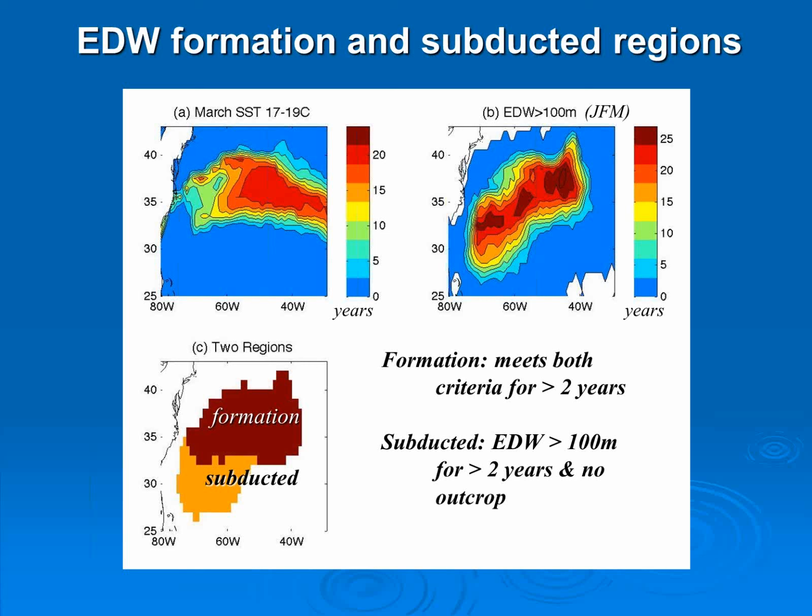So here we separated the EDW into two regions because it's likely to have different controlling processes for the variability in the two regions.